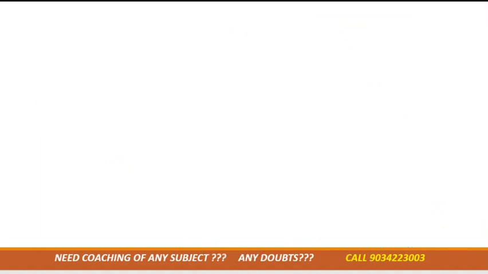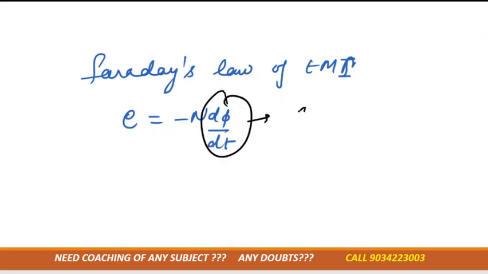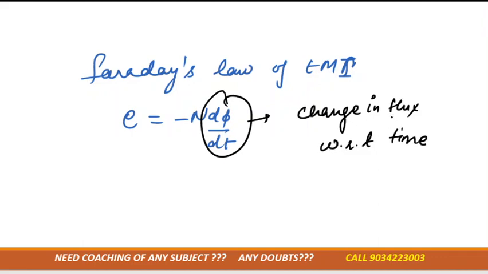So according to Faraday's law of electromagnetic induction, Faraday's law of EMI, it states that E is equal to minus N d phi by dt. What do you mean by d phi by dt? d phi by dt is the change in flux with respect to time. Correct? If there is a change in flux with respect to time, then EMF will be induced. If there is no change in flux, then no EMF will be induced.